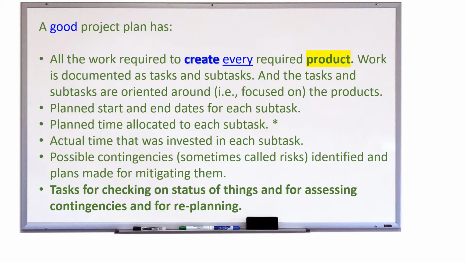So then you're leaving space in your initial project plan to document the actual time that you invested, and you're also leaving space to document the actual start date and the actual end dates. Also in your good project plan, you're identifying possible contingencies, and sometimes those are called risks, and you're making plans for mitigating those contingencies.